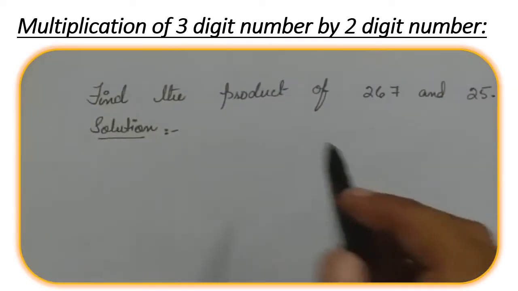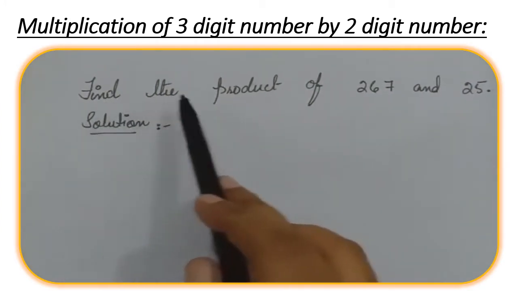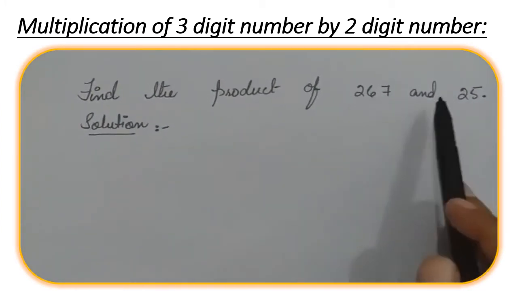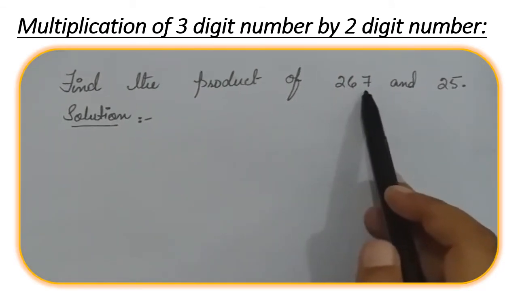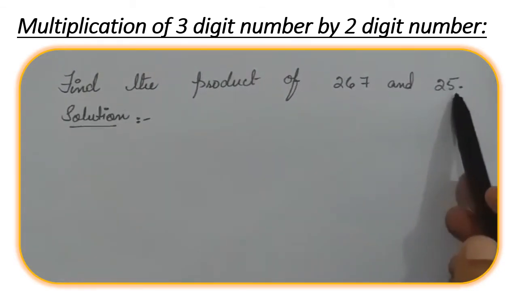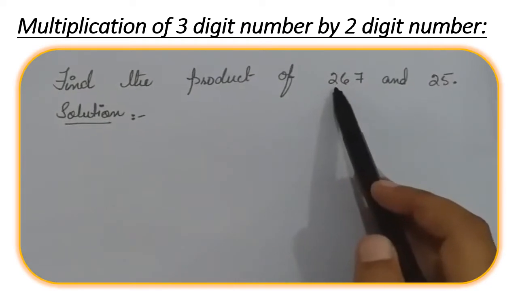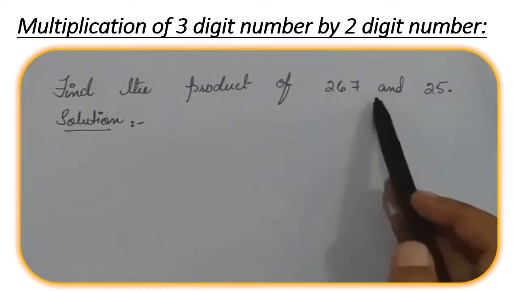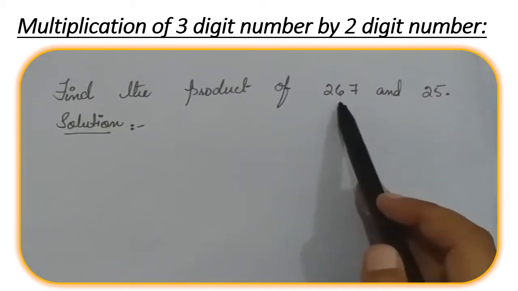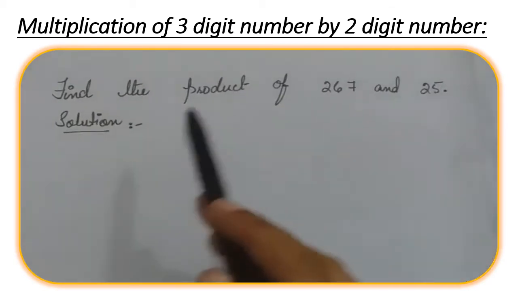Now students, in this example we are given: find the product of 267 and 25. Here we have multiplicand 267 and the multiplier 25. In the multiplicand we have 3 digits and in the multiplier we have 2 digits. So this is a multiplication of a 3-digit number by a 2-digit number.